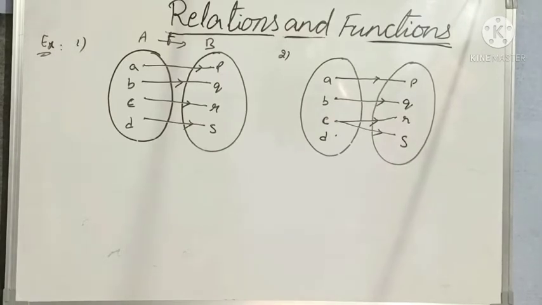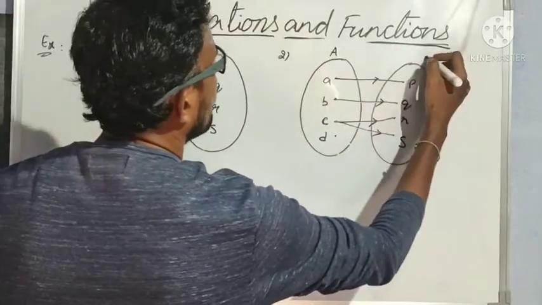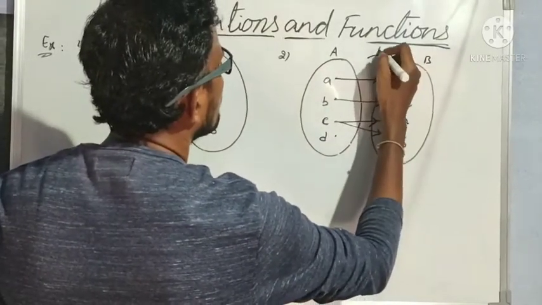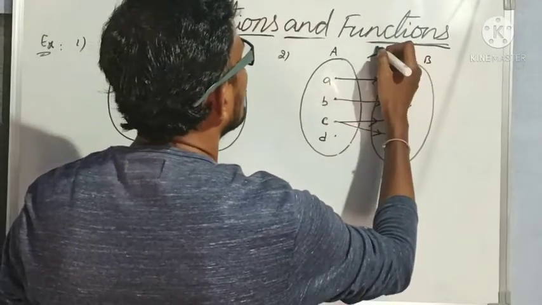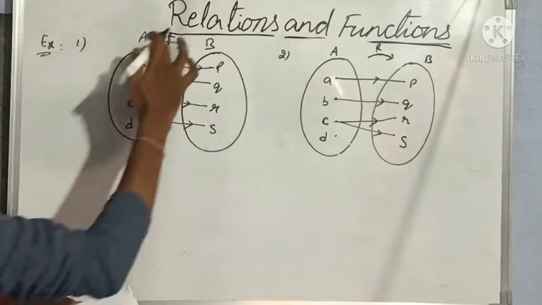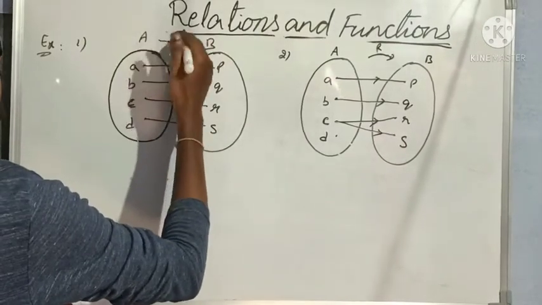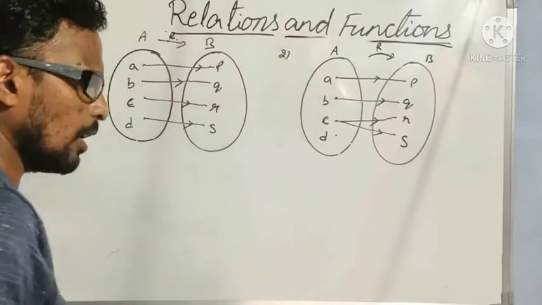In the first example, this is set A and this is set B. Is this a function from A to B? We can't say yet that it is a function; let us see what it is. This is also a relation before going to functions. So after seeing the relation, we have to decide whether it is a function or not.